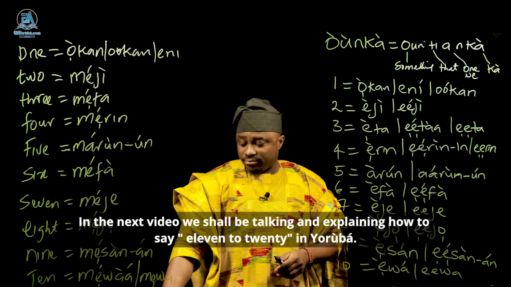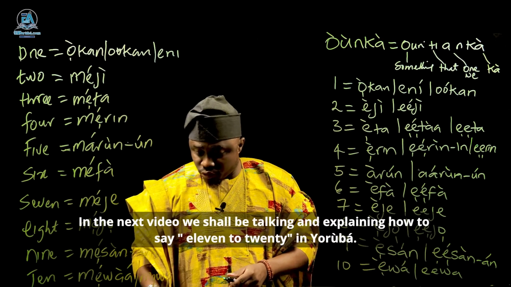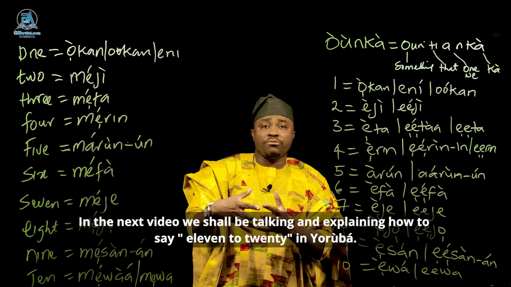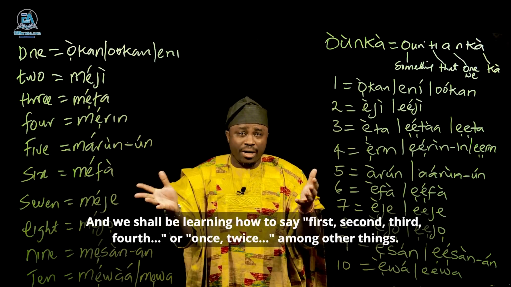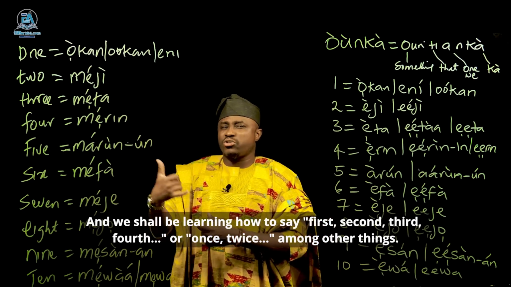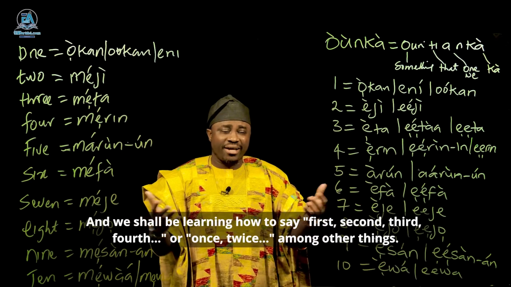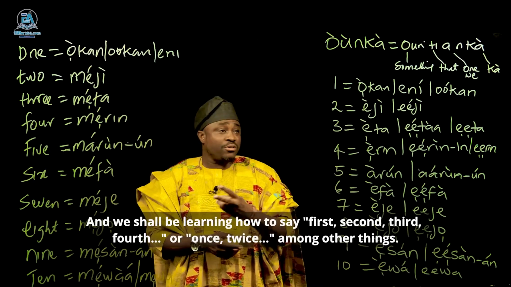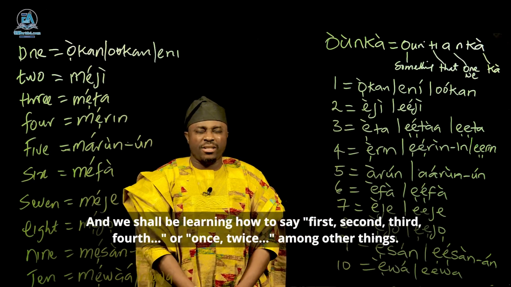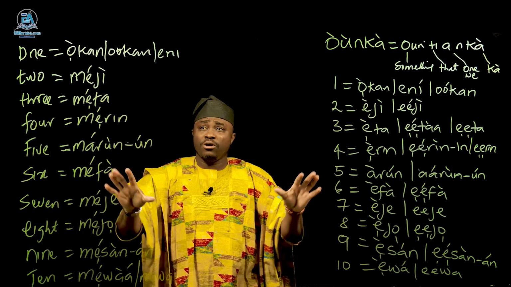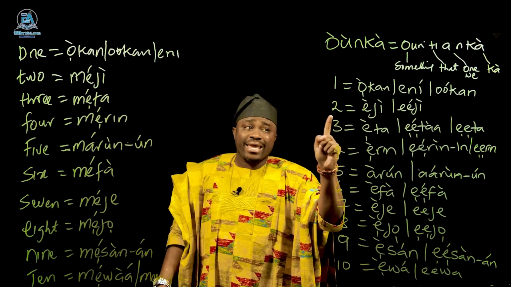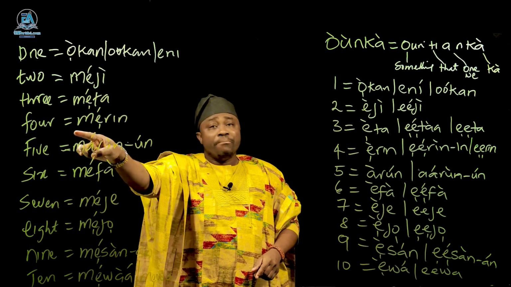So in the next one, we'll be going to 11 to 20. Then we'll also be talking about if you are saying first, second, third, fourth, order, or you are saying once, twice, 3 times, 4 times. So we'll be using them in the next one. So I don't want it to be too much for you. Make sure you soak this in, the difference between èta and mẹ́ta.